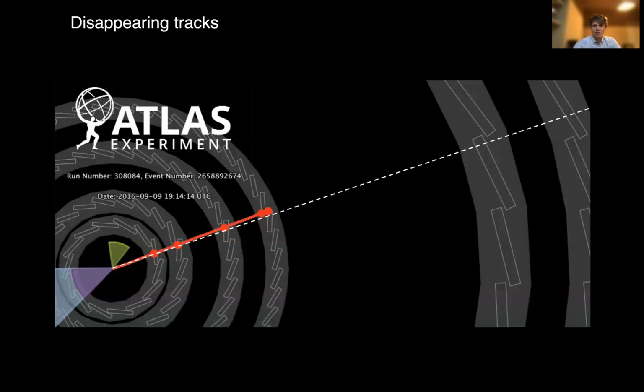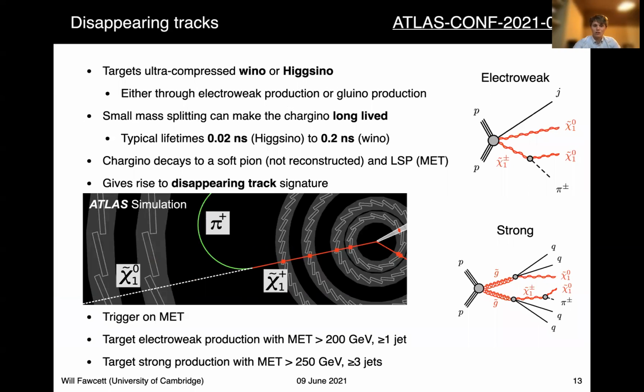The next search I'd like to talk about is the disappearing track search. Here's an example of an event that made it into one of the signal regions. As you can see, it doesn't look like there's much going on here, but that's precisely the point of this analysis. This search targets the ultra-compressed Wino or Higgsino, either through direct electroweak production, as shown here, or via strong production, as shown here.